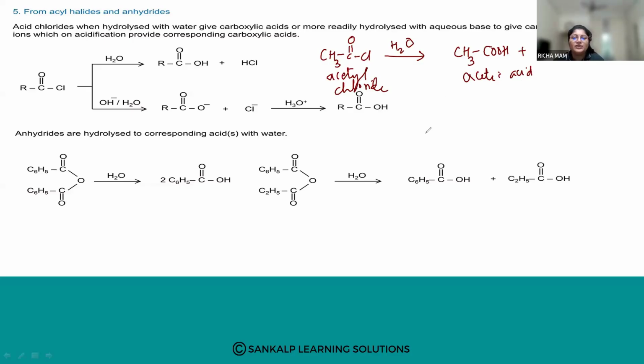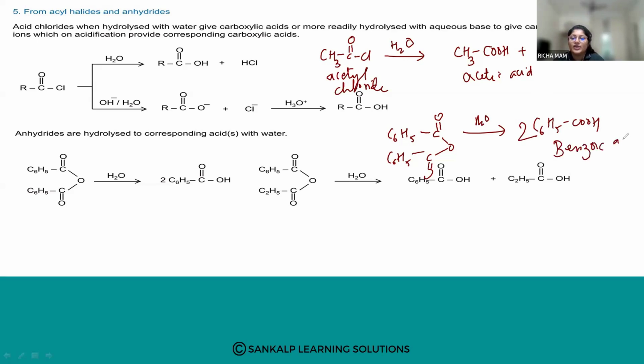Then one more example. C6H5, C double bond O, C6H5, C double bond O. Again, in the presence of water, what am I going to get? I'm going to get C6H5COOH, that is 2 molecules of benzoic acid. So 2 examples we have seen: acyl chloride and another is acid anhydride.